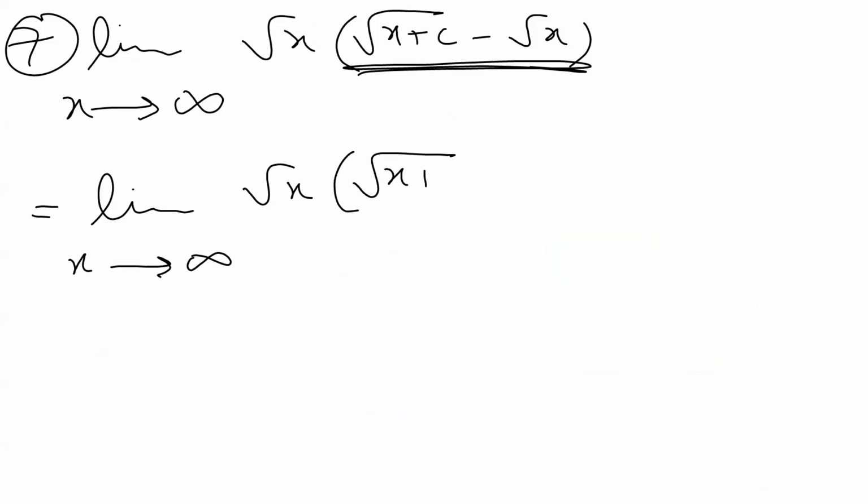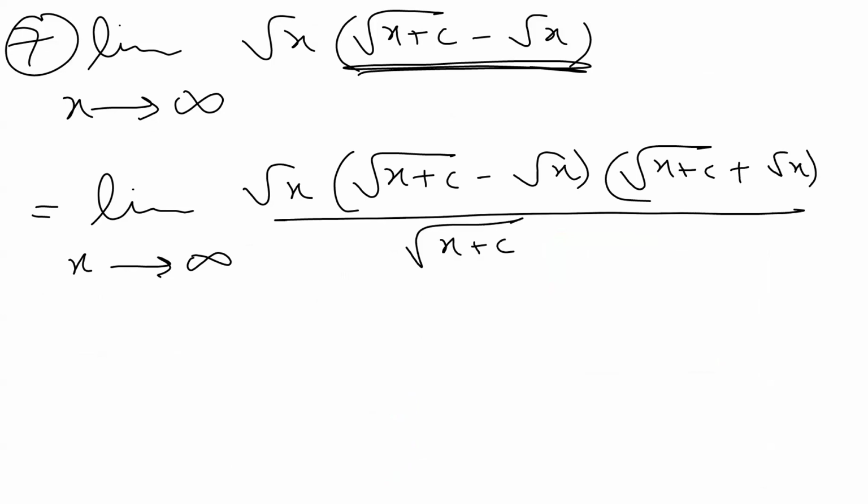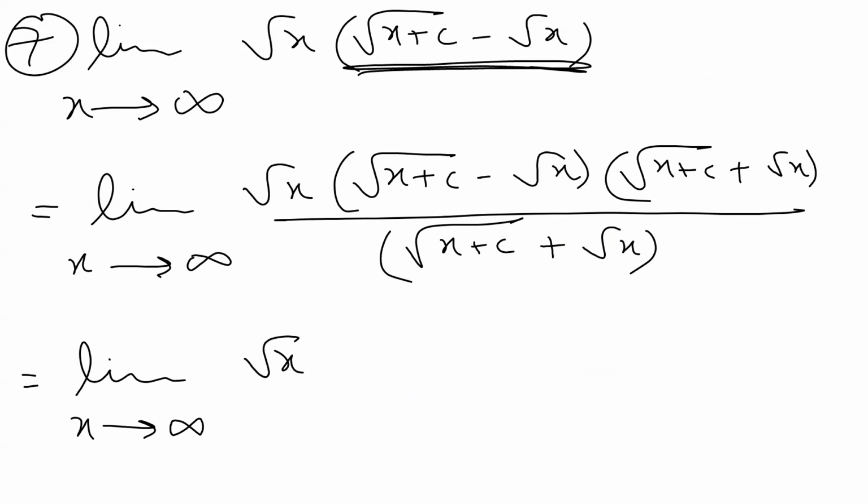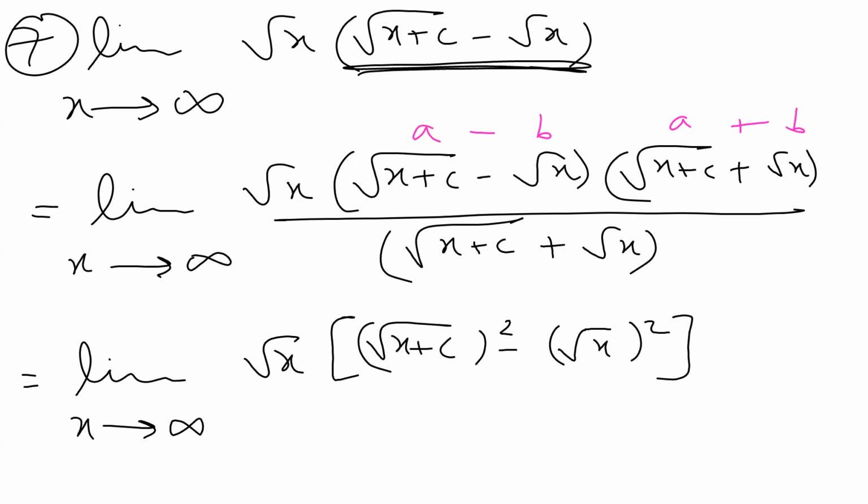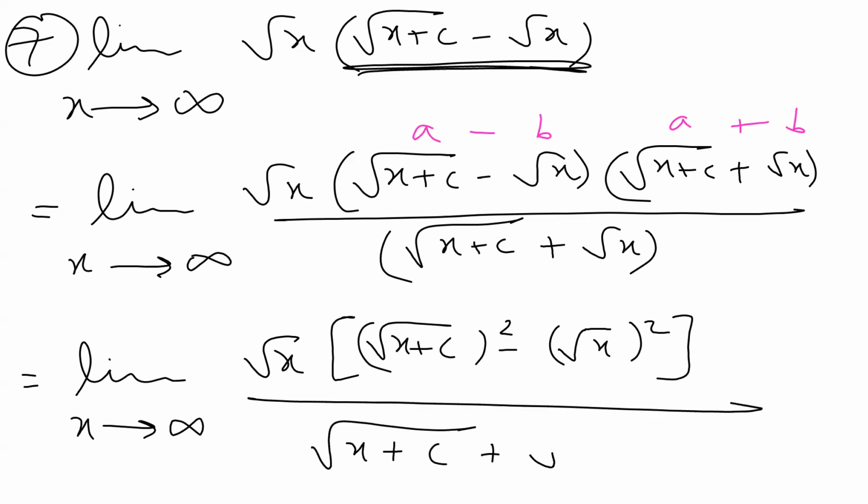So root x, rationalize this. A minus b, a plus b, so it is a square minus b square. Okay. Copy till here.